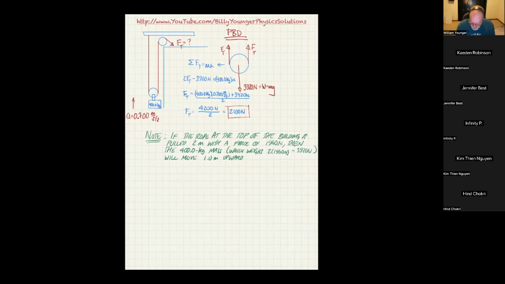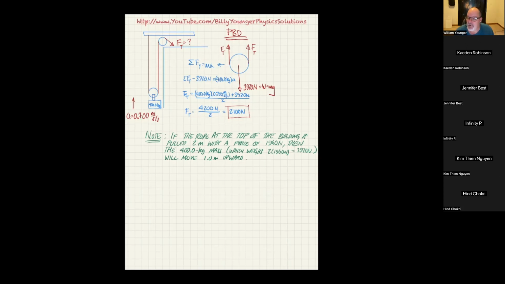So notice, yes, I got a force multiplier, but by doing a force multiplier, I ended up getting a distance divider. And that's the way things should be when you're doing mechanical advantage. You can use the mechanical advantage to increase your force, or you can use it to increase the distance that you move something. But the flip side is going to be the opposite. So if you're using the mechanical advantage of 2 to increase the force by a factor of 2, then you're going to decrease the distance by a factor of 2.